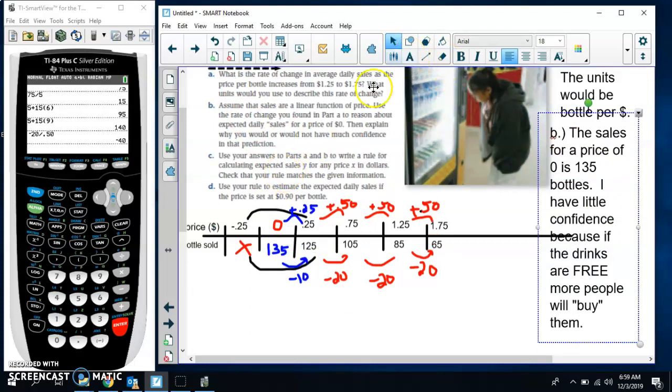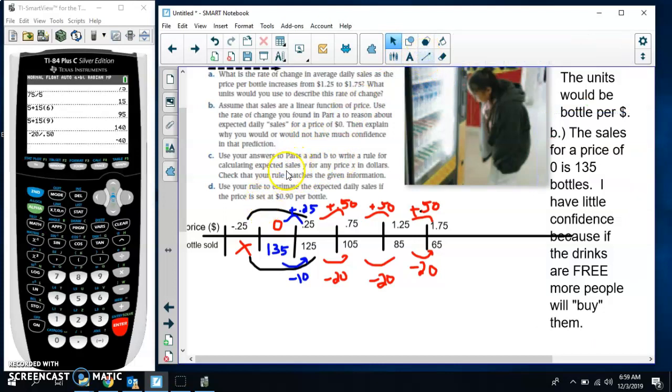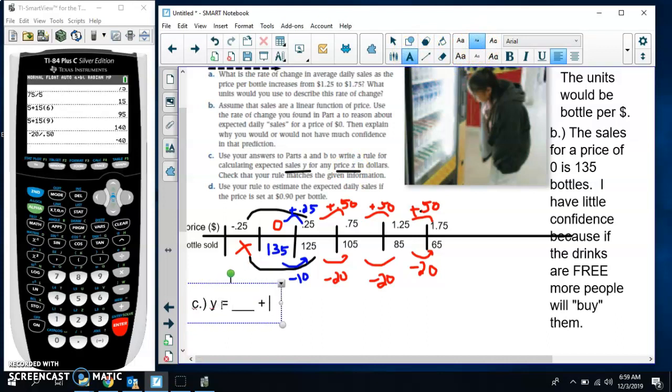Now part C says use your answers in part A to write a rule for Y. So the sales are in Y. So here we have sales Y for any price X. So we would have, let's put our answer down here, C. Y equals blank plus blank and then X, right? This is our sales, meaning the number of bottles sold, and X is our price. X is price, that's sales. Cool. So we can go ahead and fill in our numbers.